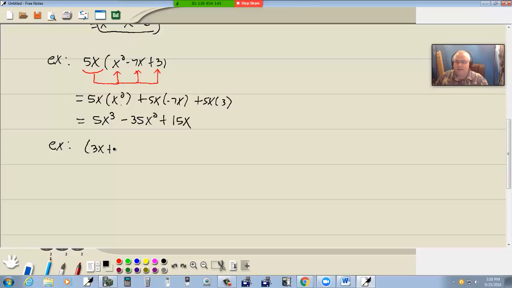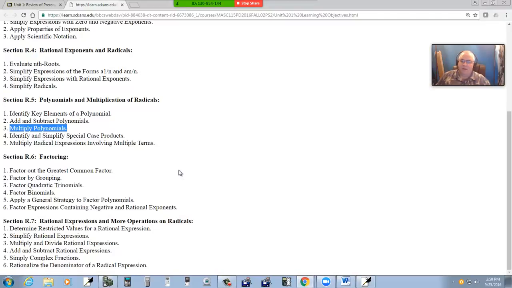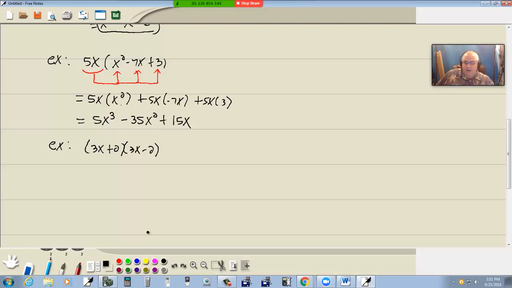Let's take a look at 3x plus 2 times 3x minus 2. Identify and simplify special case products. That's what we're looking at now. Well, we're going to multiply everything like normal here. We got 2 terms times 2 terms. So I'll take my first term, the 3x, and multiply times each term over here.